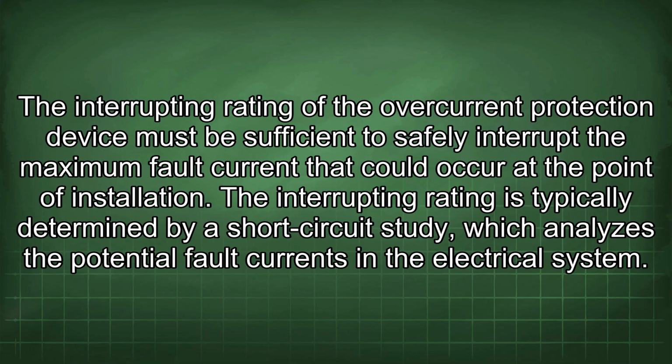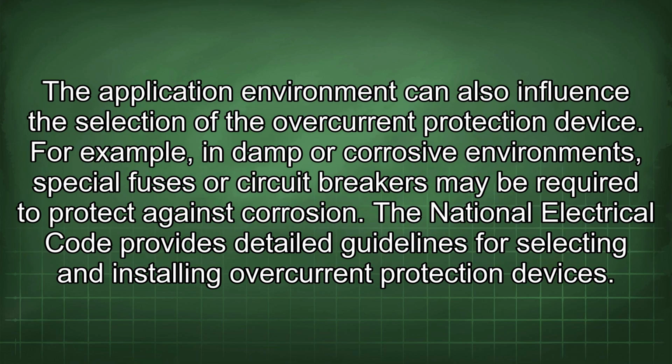The interrupting rating is typically determined by a short-circuit study, which analyzes the potential fault currents in the electrical system. The application environment can also influence the selection of the overcurrent protection device. For example, in damp or corrosive environments, special fuses or circuit breakers may be required to protect against corrosion. The National Electrical Code provides detailed guidelines for selecting and installing overcurrent protection devices.